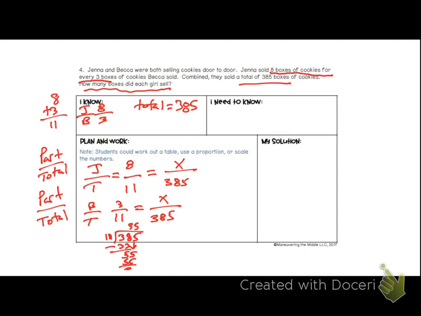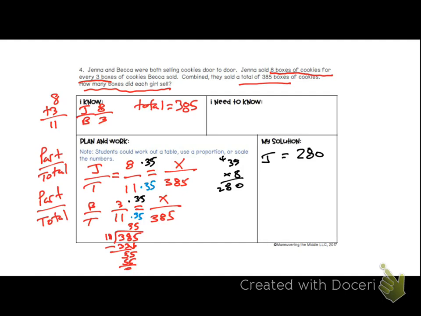I have that. So I'm going to change my color. We know that this has a scale factor of 35. And this has a scale factor of 35. So we're going to use this to multiply the top by 35 and the top by 35. All right, so 8 times 35, 40, 24, I got 280. So Jenna, if my calculations are right, sold 280.